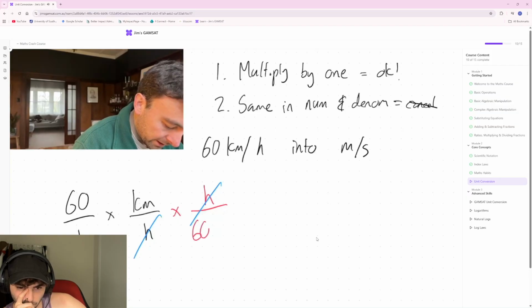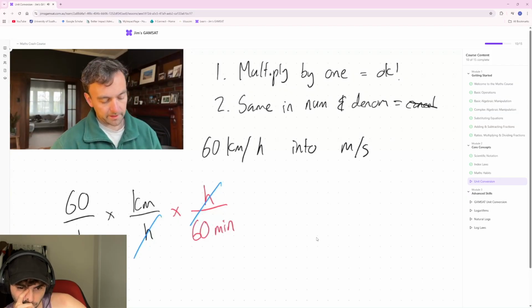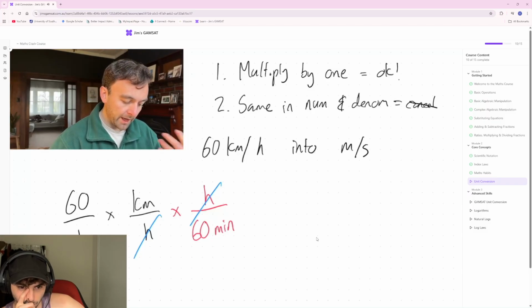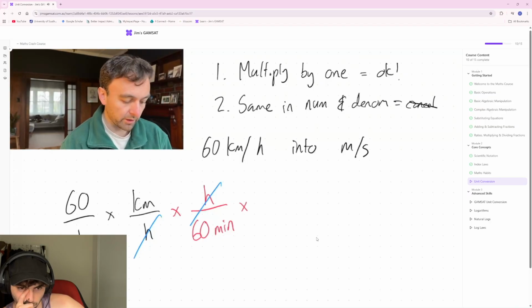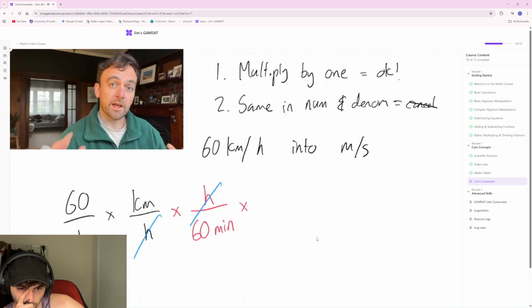So we can actually put down here 60 minutes. And if you think about that, 60 minutes is 1 hour. So what we've done here is we've cancelled the hours unit and we've introduced a minute, which is perfect. And if we keep going with that, we can then keep cancelling the units. So when you're doing this unit conversion process, just ignore all the numbers and only do the units.